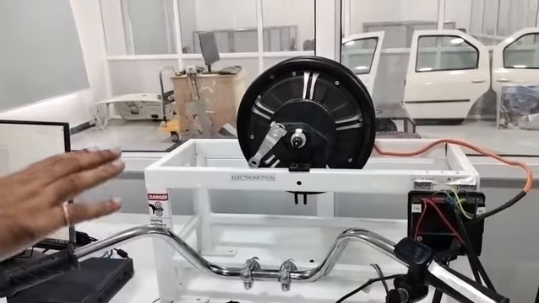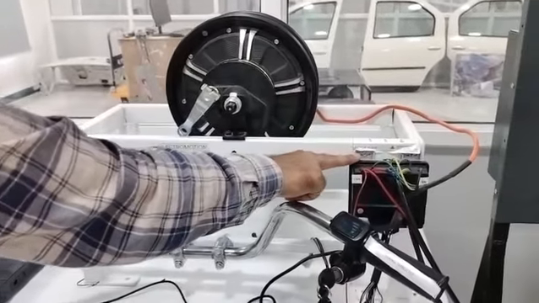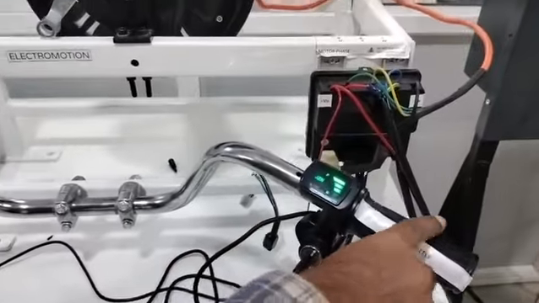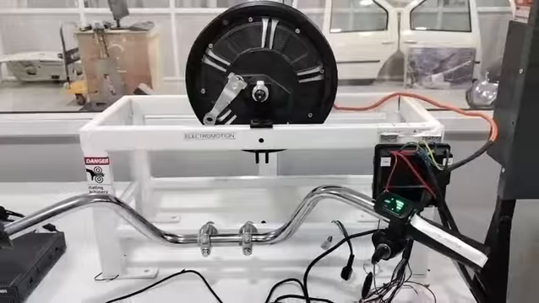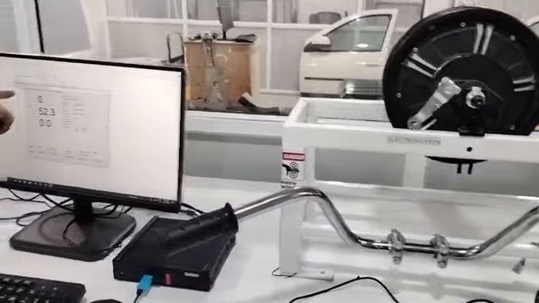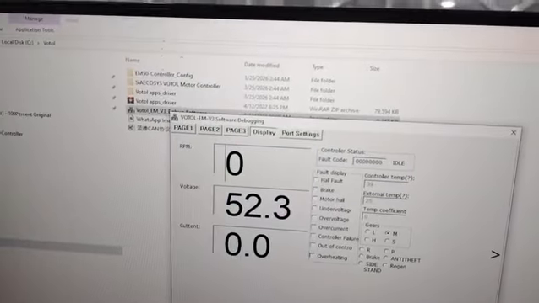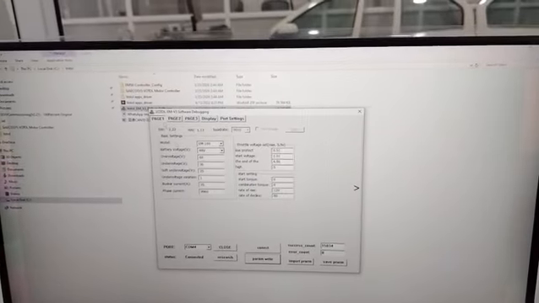So basically this is a hub motor. This is a controller for the hub motor. Here is the ignition switch and here is the throttle for this motor. So basically this hub motor operates using software called Hotel. Hotel is the software for this Hotel 30 controller. So basically we have to operate this software.